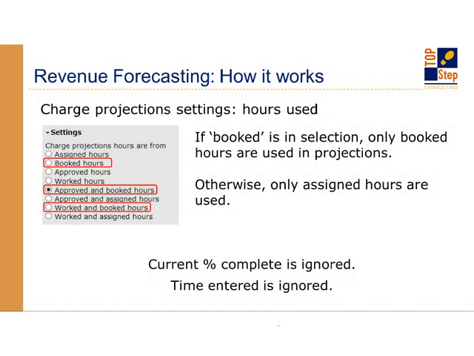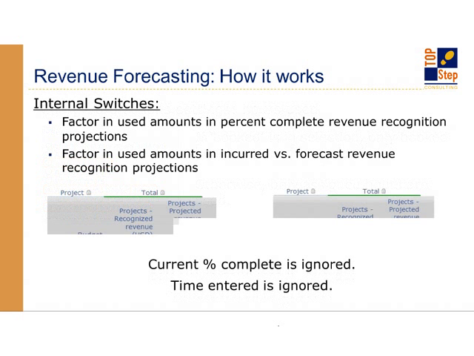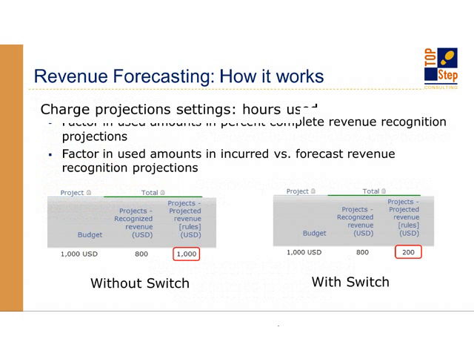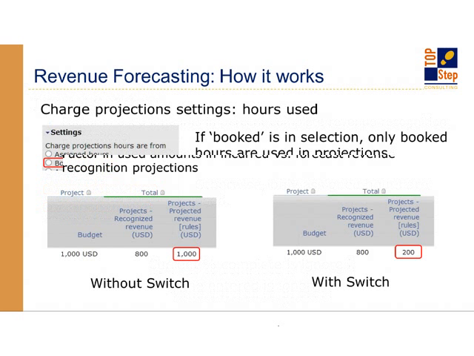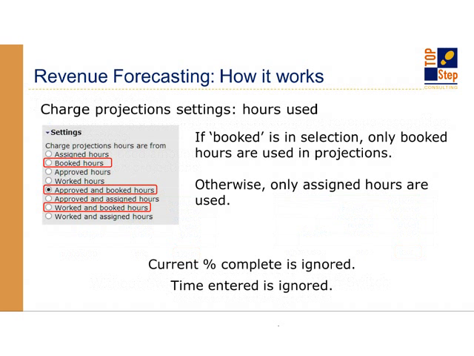Let me back up and make one more point about this. These settings do matter for other types of projections. So for billing projections, for other types of rules, for as-billed revenue recognition rules, it does matter. There is a difference between selecting booked hours or approved and booked hours. But for percent complete specifically, it doesn't.